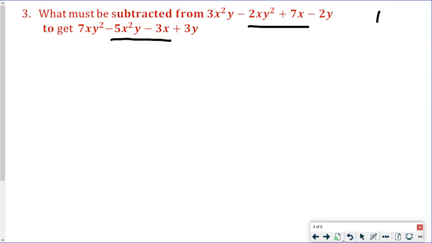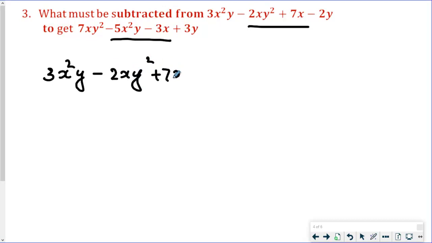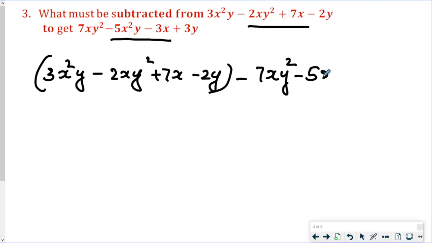What number we have to subtract. So first, this polynomial from where we are subtracting? We are subtracting from 3x²y − 2xy² + 7x − 2y. From this polynomial, you have to subtract the second polynomial. What is the second polynomial? 7xy² − 5x²y − 3x + 3y. These two polynomials we have to subtract.